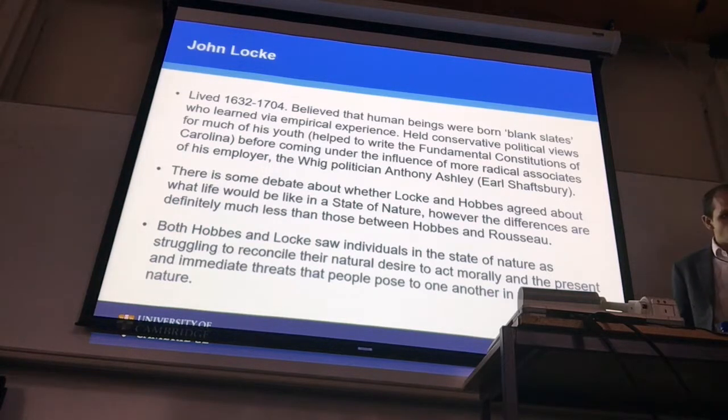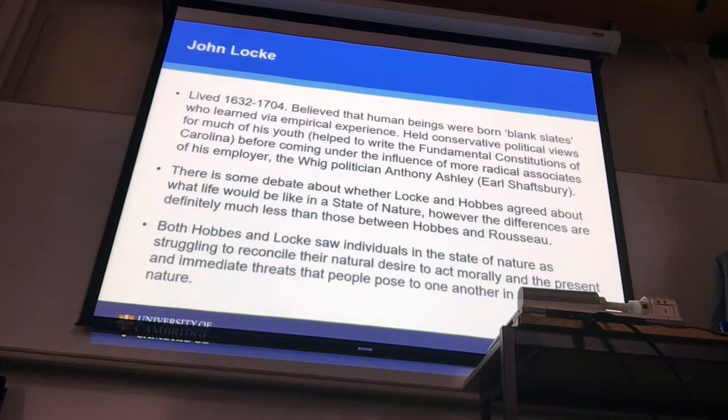Hobbes and Locke agree quite a lot about the basics of social contract theory and how it works. They both agree that we were in a state of nature before the invention of societies, and that in that state of nature we face this competition between our moral law, the natural law, which we were aware of, but also our present self-interest and awareness of the immense threats that others presented to us.